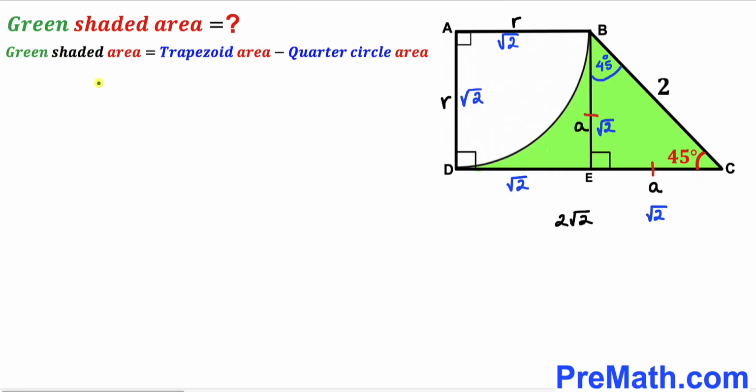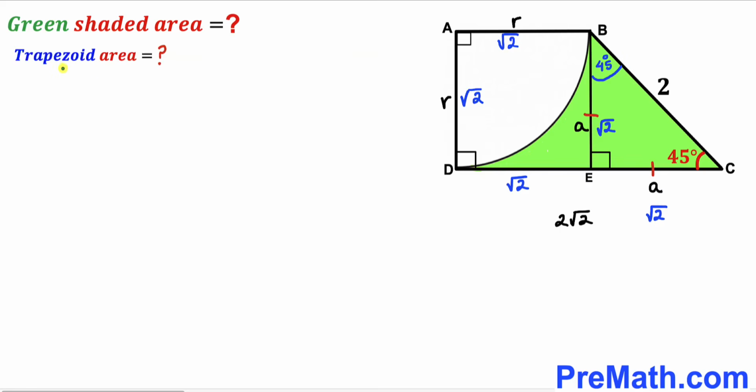And now let's make an observation. We can see that this green shaded region area is going to be equal to the area of this trapezoid minus the area of the quarter circle. So therefore now our task is to calculate the area of the trapezoid and the area of the quarter circle as well, before we can calculate the area of this green shaded region.